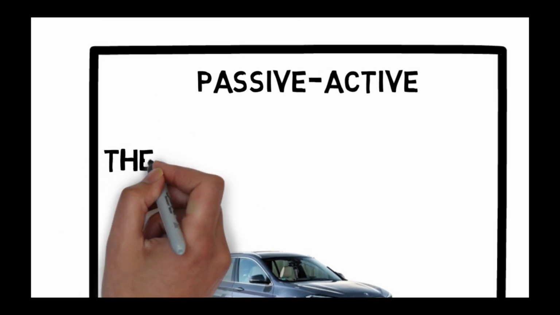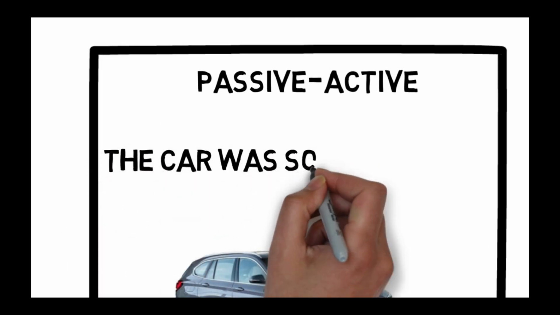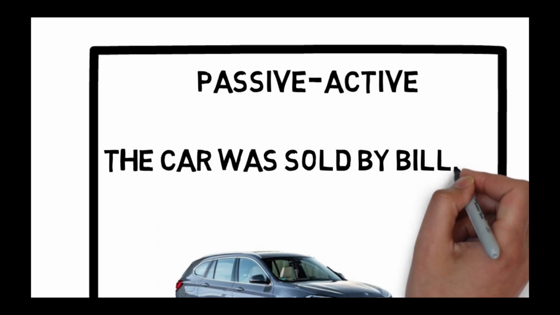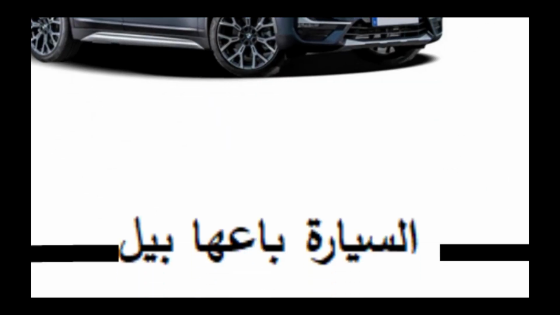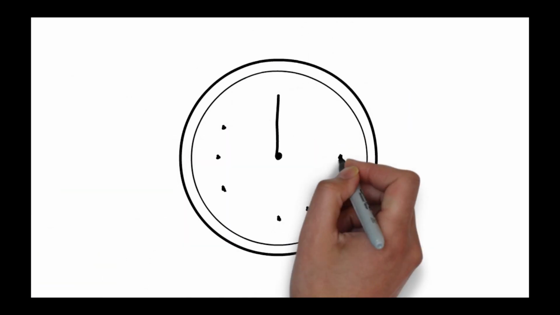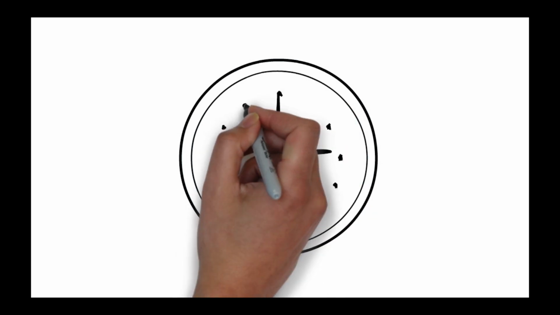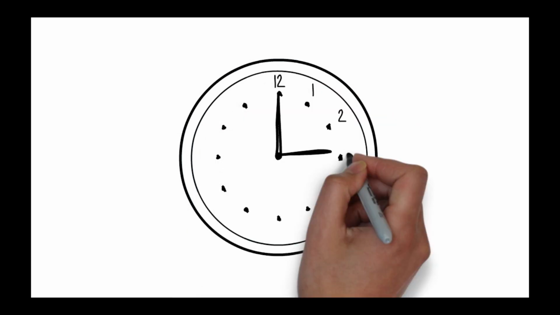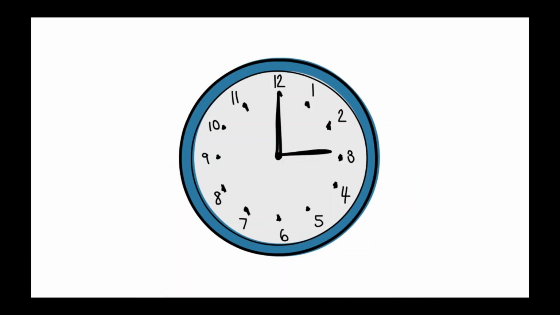The car was sold by Bill. السيارة باعها بيل, not السيارة بيعت بواسطة أو من قبل. We will have a separate video on how to translate the passive voice into English and Arabic later.